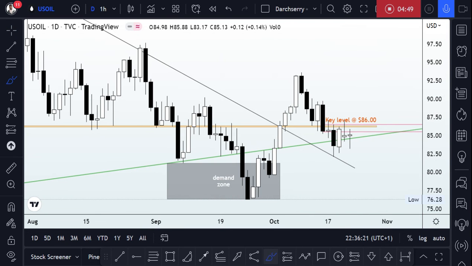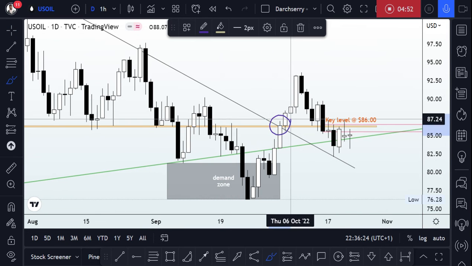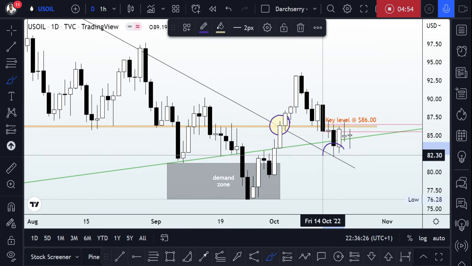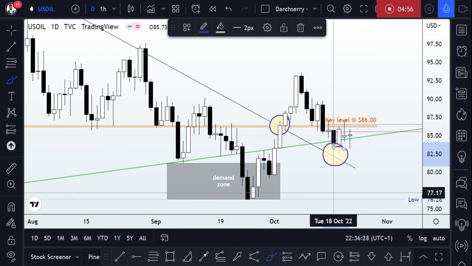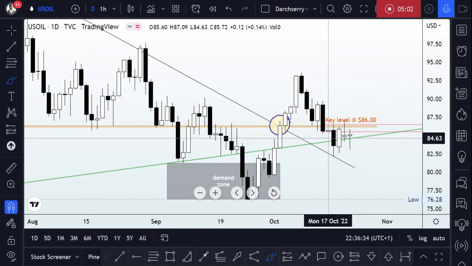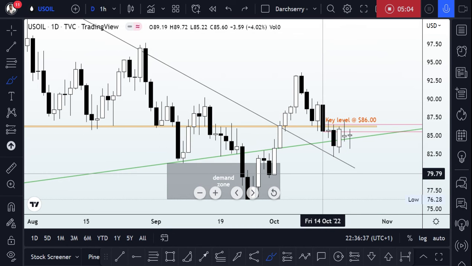So since the breakout of the bearish trend line, we saw price came back to do a retest of that structure during the course of last week's trading session, and this is one of the reasons why I didn't actually take advantage of that bearish move that I was noticing and observing right below the $86 level.